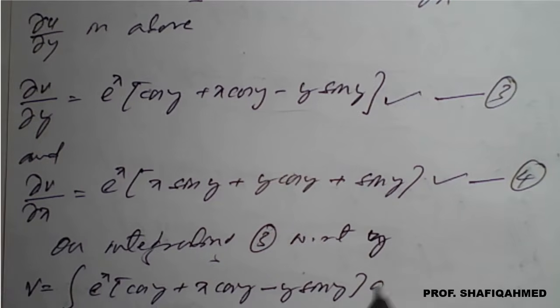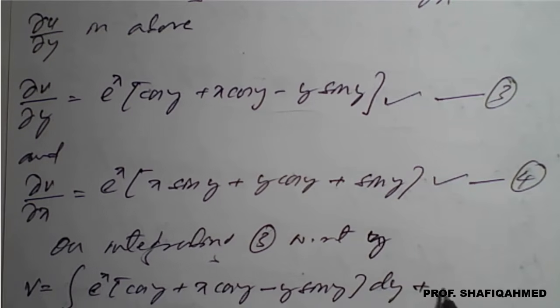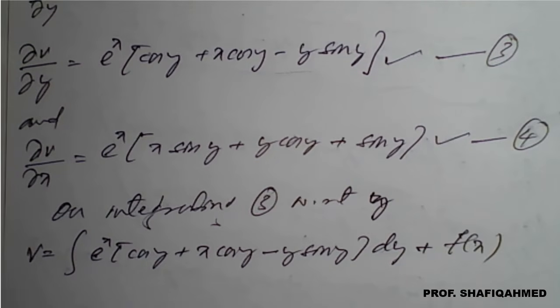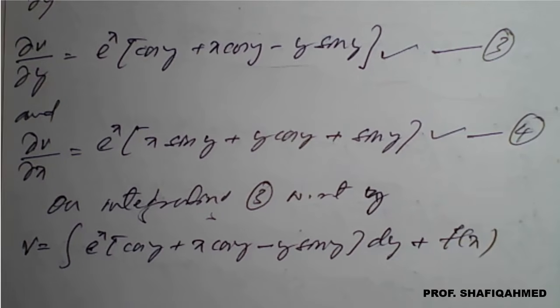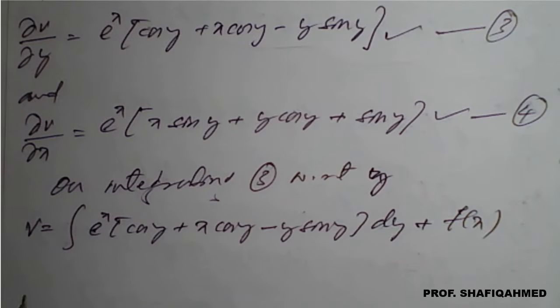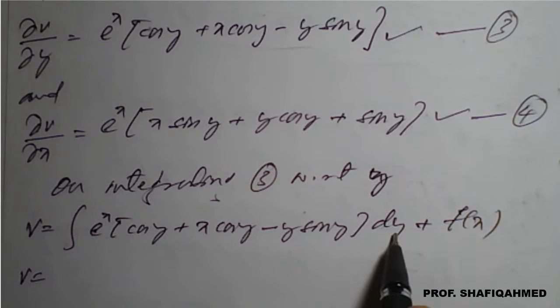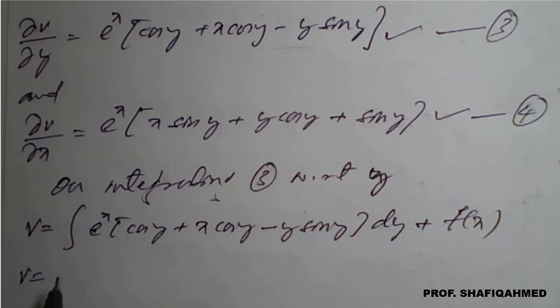So with respect to y means dy, plus, since it is dy, it is a function of x. You have to take the arbitrary constant. So I will separate here, just see, v is equal to I will separate the integration. If it is with respect to y, the function of x will be constant. So I will keep e raised to x constant here.